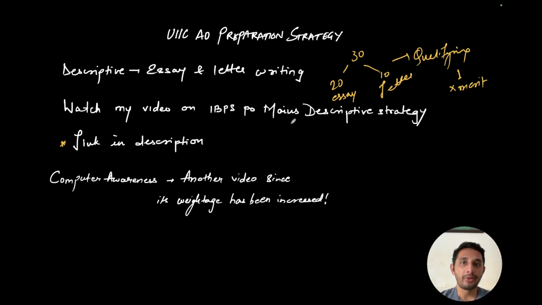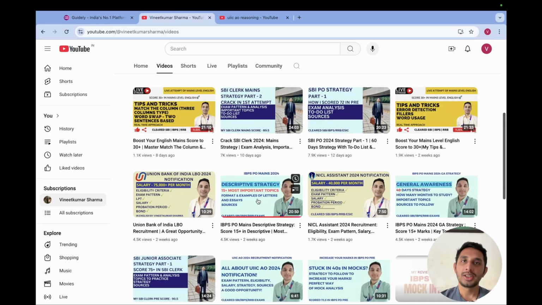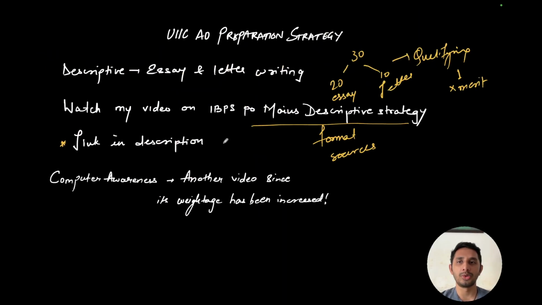I have already discussed this properly in my IBPS PO mains descriptive strategy video, with the format and the sources, and also the most important topics that can come in the essay part. All right, so I'll show that to you. So here is that video, the descriptive strategy. You can watch this video. I'll put the link in the description, wherein I have discussed everything about the essay, letter, the formats, the important topics, and the free sources. So you can go through that video for the mains descriptive strategy.